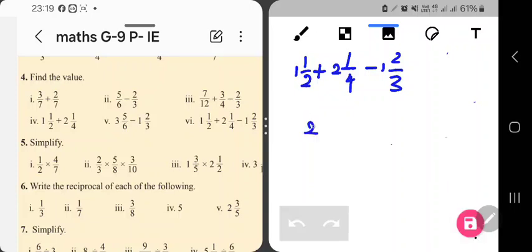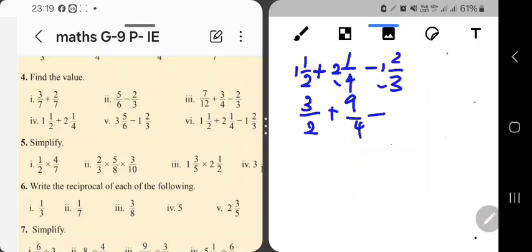We have to convert this to improper fractions. So you can write this as 2 times 1 is 2, 2 and 1 is 3. So 1.5 can be written as 3 over 2. And this one, 4. 4 times 2 is 8, 8 and 1 is 9. You can write it this way. And minus 3 times 1 is 3, and 3 plus 2 is 5. So you can write it in improper fractions in this form.